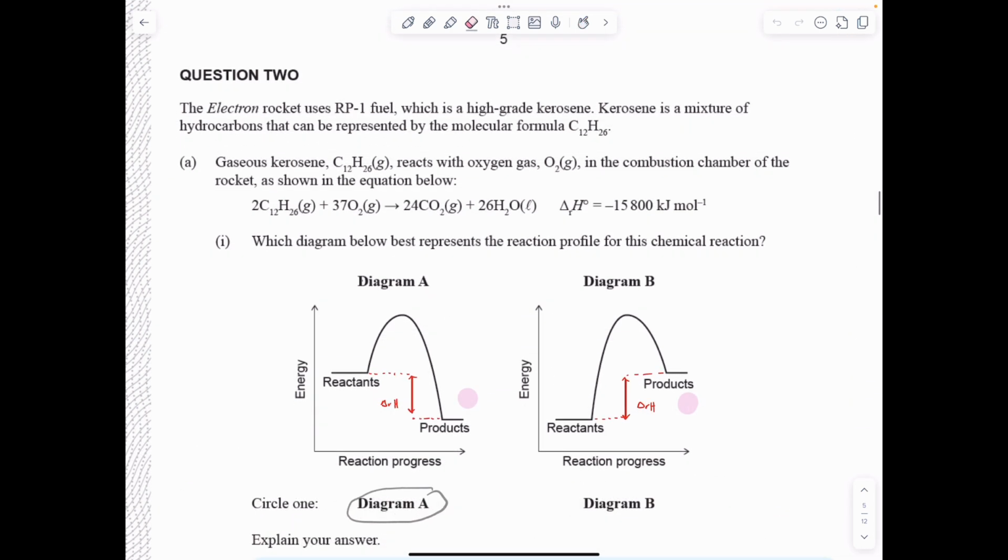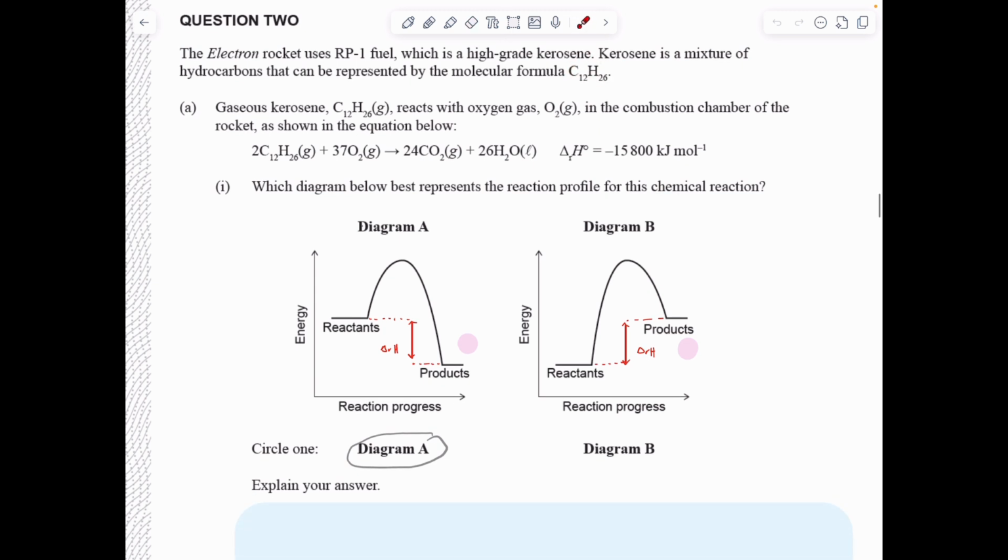All right, let's roll into question 2. The Electron rocket uses RP-1 fuel, which is a high-grade kerosene, and it's a mixture of hydrocarbons, and this is the formula over here. Gaseous kerosene reacts with oxygen gas in a combustion chamber in the rocket shown below. Which diagram below represents the reaction profile for this reaction? So it's either going to be diagram A or diagram B. What is it going to be?